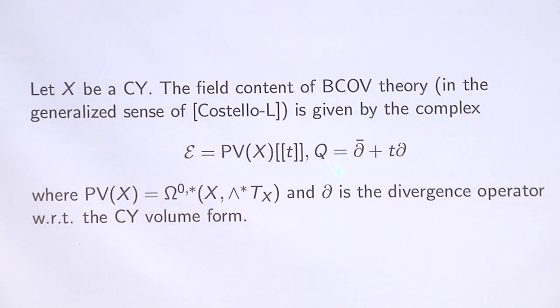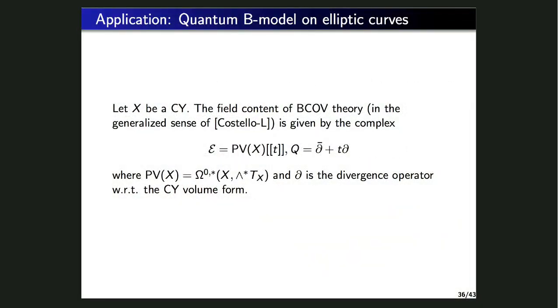And the differential is d bar plus t del, and del is a divergence operator with respect to the Calabi-Yau volume form. So we can view this one as a homotopic version of the volume preserving vector fields on this Calabi-Yau geometry. And the B model amounts to somehow gauging this symmetry to get something related to the deformation of Calabi-Yau geometry.